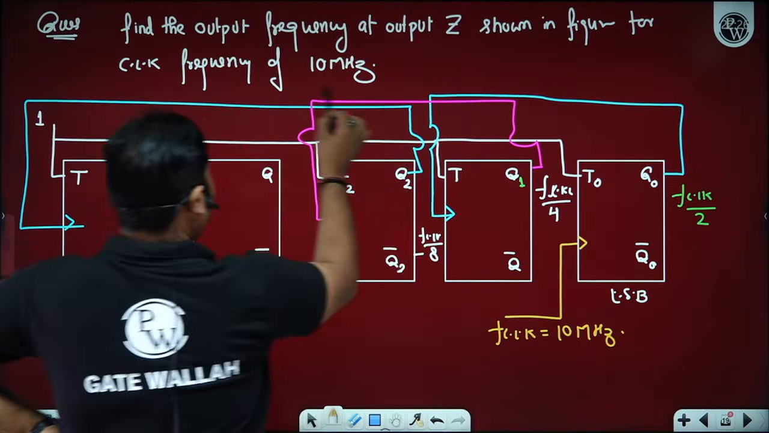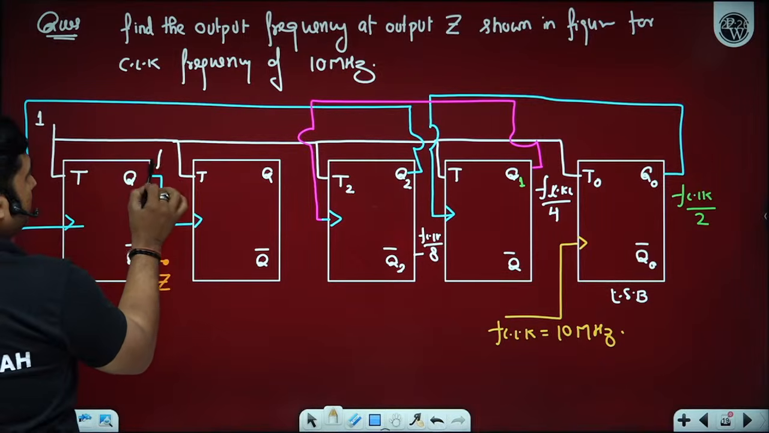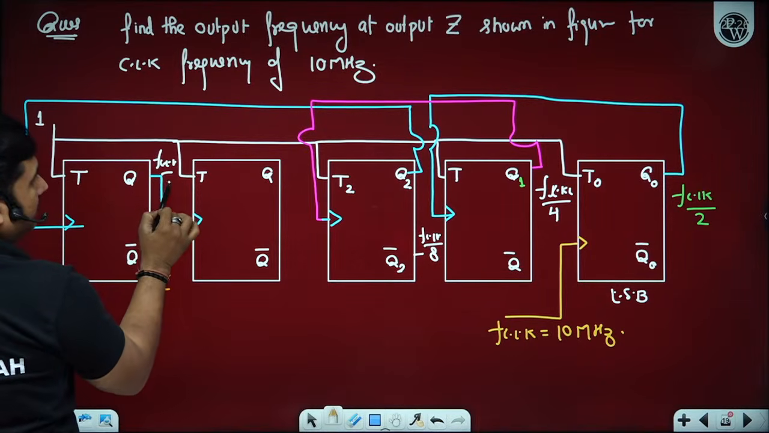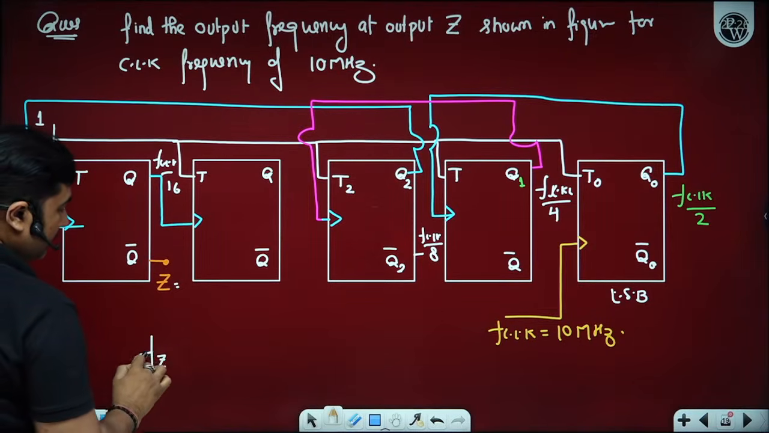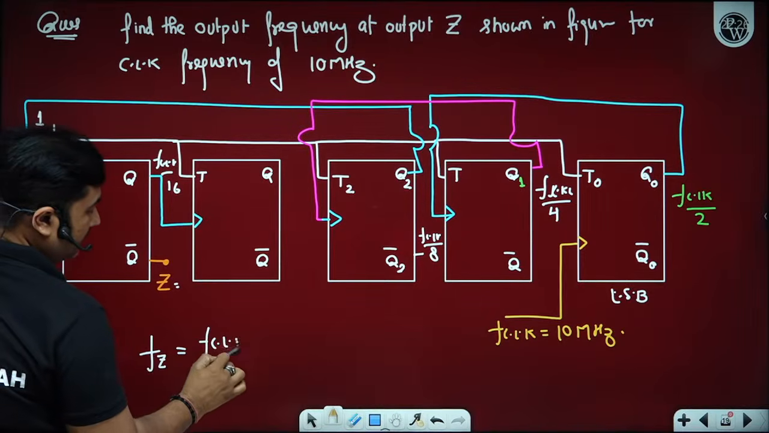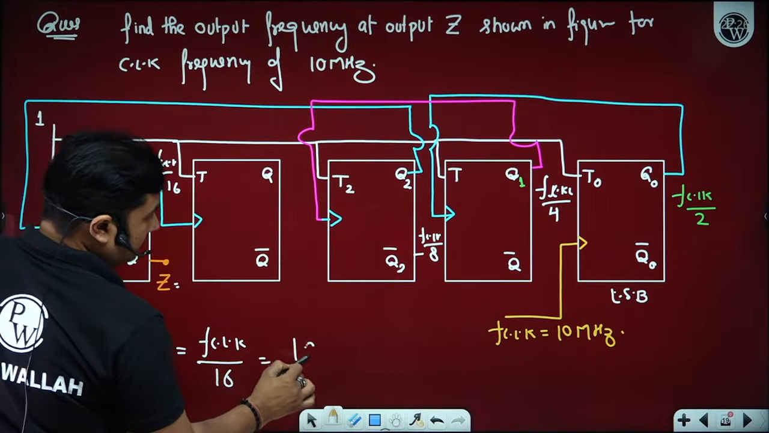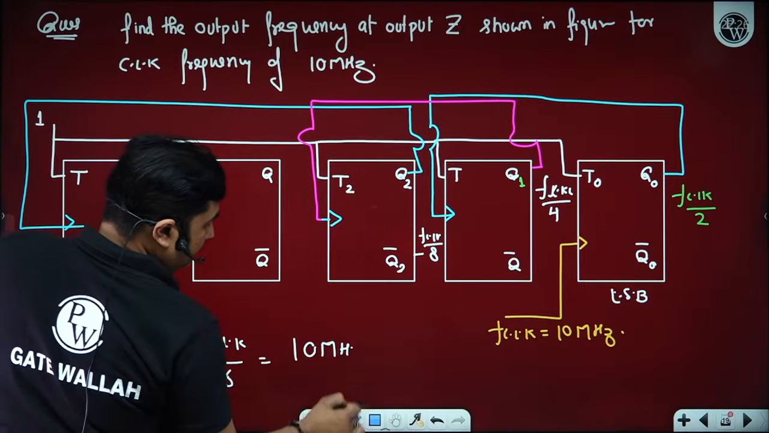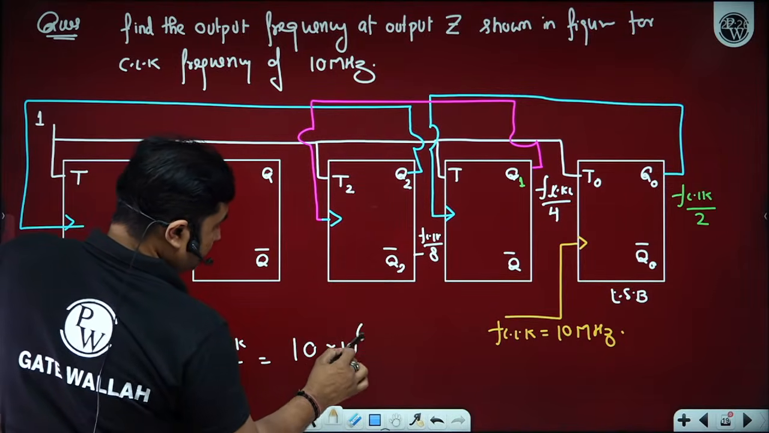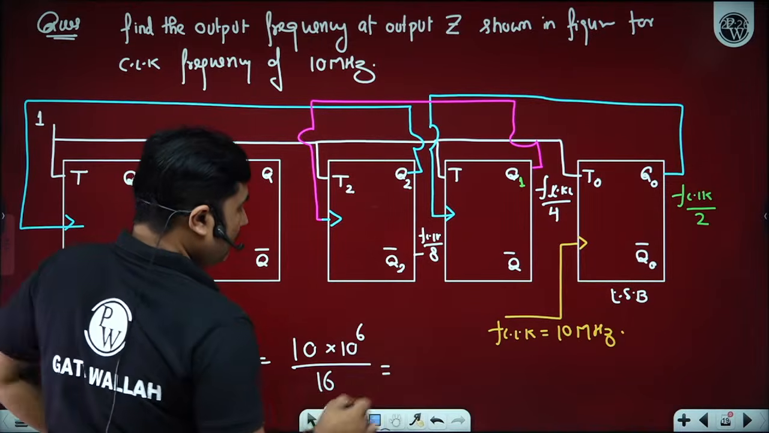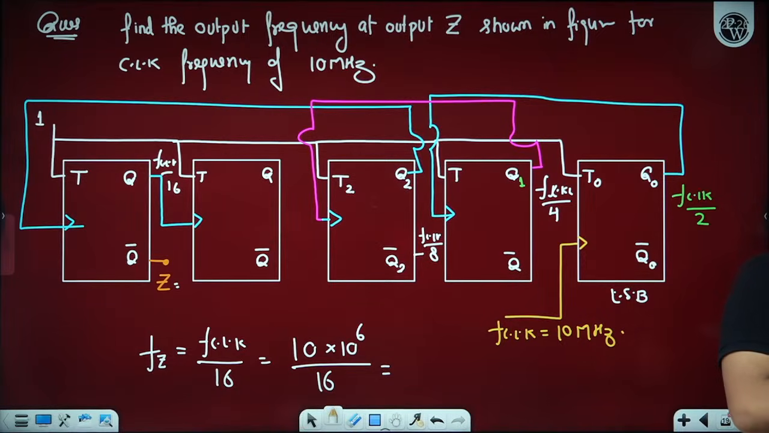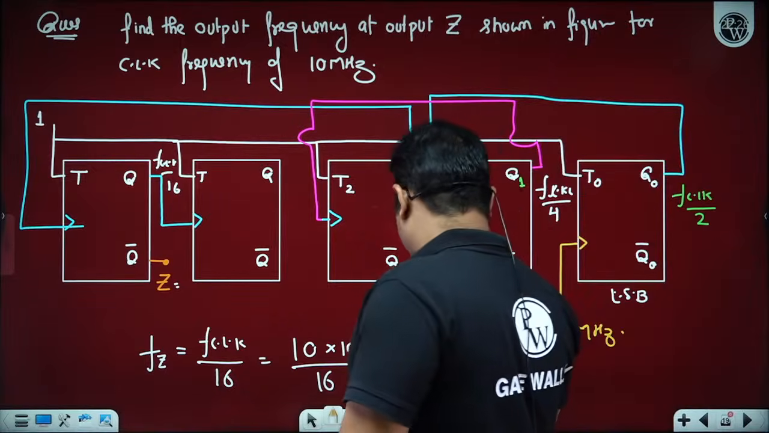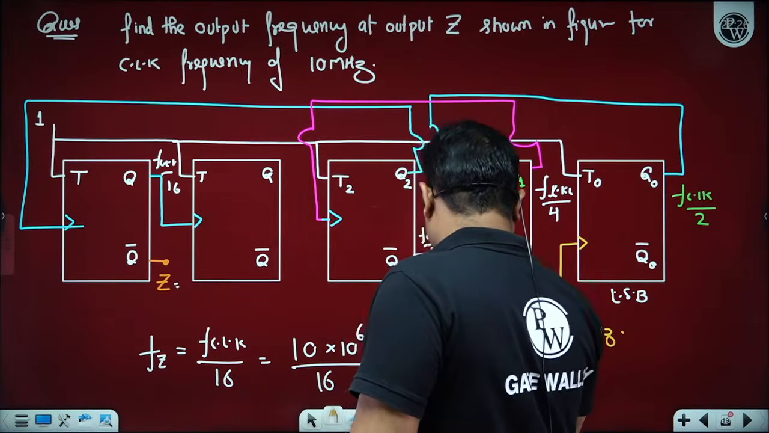And the output of this is connected to the clock of this. So FCLK by 8, 16. So the frequency of output Z will become FCLK by 16. That is 10 megahertz, meaning 10 into 10 to the power of 6 divided by 16. You have to identify in terms of megahertz. So can you tell me in terms of kilohertz? 62.5 kilohertz. How many of you are able to understand this question perfectly?